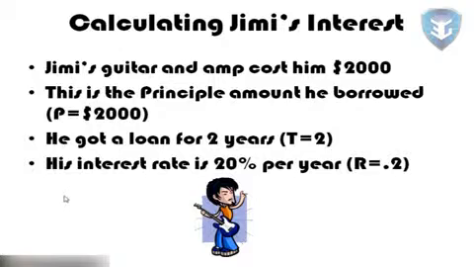So we're going to calculate Jimmy's interest. Jimmy's guitar and amp cost him $2,000. This is the principal amount he borrowed, so P equals $2,000. He got a loan for 2 years, so T equals 2 years, and his interest rate is 20% per year, or R equals 0.2. Remember to convert the percent of 20% to a decimal, so R equals 0.2.